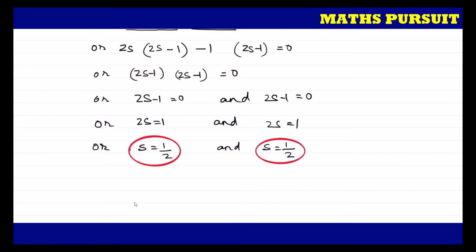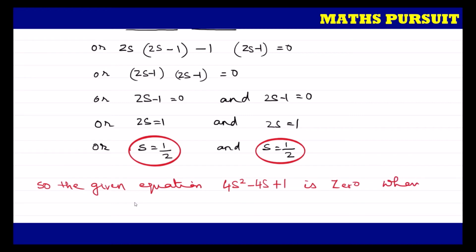So we can write our concluding answer: the given equation 4s to the power 2 minus 4s plus 1 is 0 when s is equal to 1 by 2 or s is equal to 1 by 2. This is what we wrote as our concluding answer.